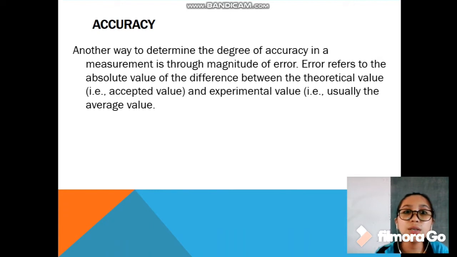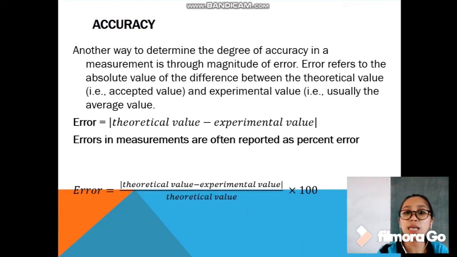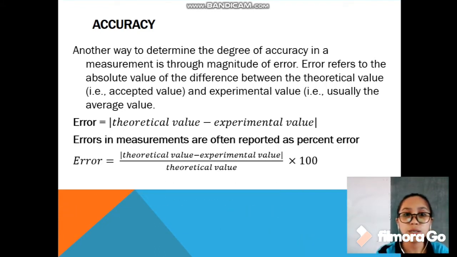So another way of determining the degree of your accuracy is to use the standard error or percent error. Usually, this is from the absolute value of the difference between theoretical and experimental value. But since errors are expressed in percent error, we can use this equation. The error is equivalent to the absolute value of theoretical minus the experimental value divided by the theoretical value times 100. And your answer is expressed in percent. Okay? Take note of that.